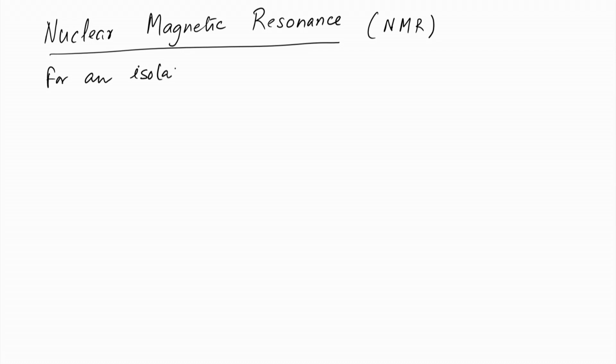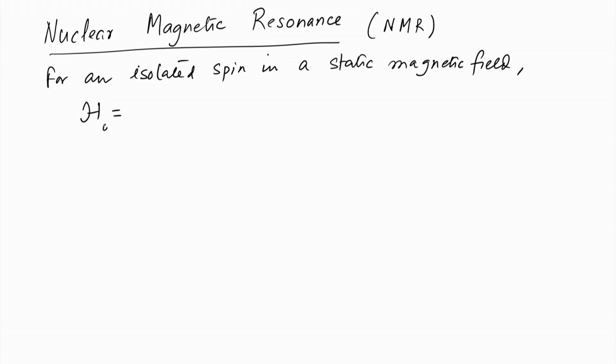So, for an isolated spin in a static magnetic field, static means which is not changing with time, that is a time independent magnetic field. The Hamiltonian, we will write it like this, let us write it with H 0, it is equal to minus m dot B 0.